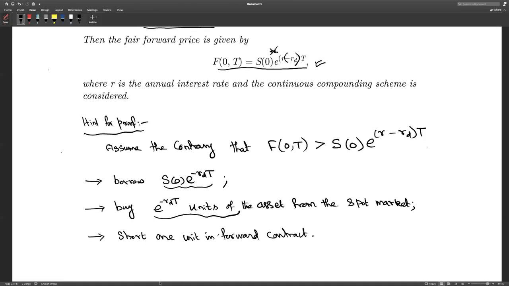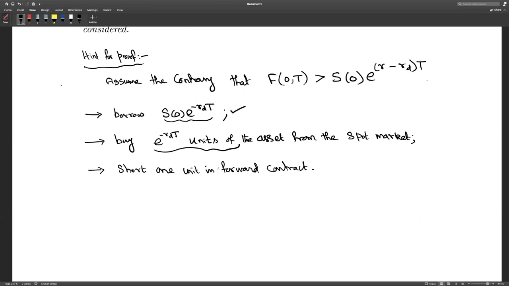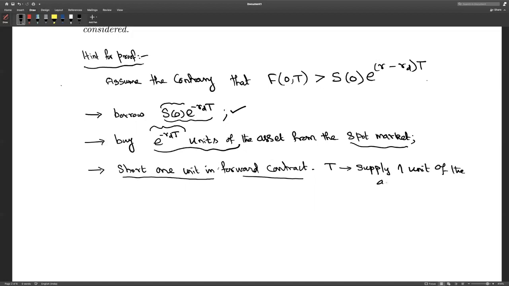So now what you will do is you have borrowed only this much money, not the full money, and you bought only this part of the underlying asset in the spot market. But you shorted 1 full unit in the forward contract. So on the expiry, that is on time T, you have to supply 1 unit of the asset, right? So before this time T, you have to somehow buy this remaining unit from the spot market. How will you do that?